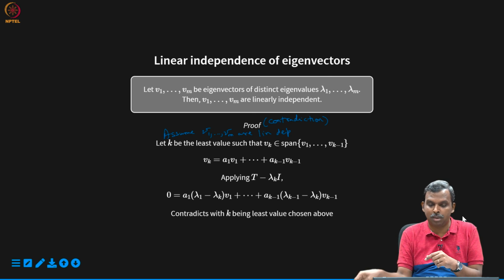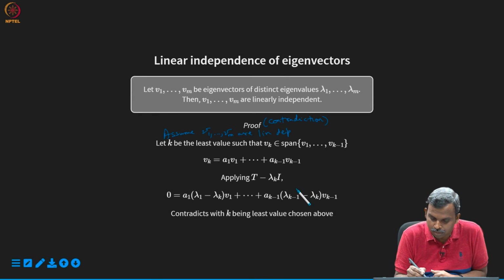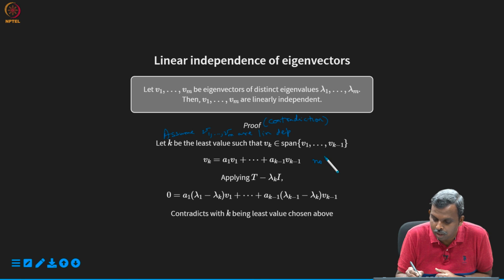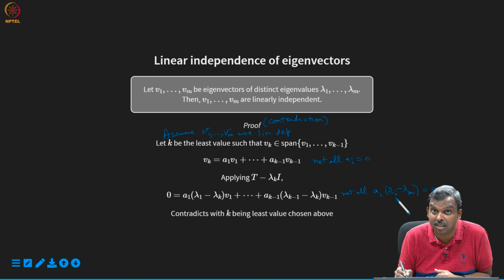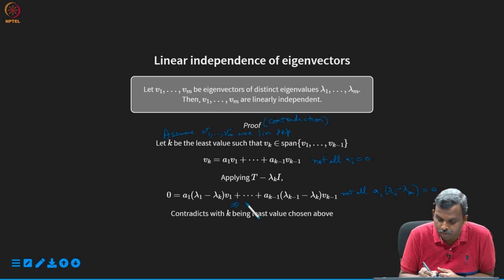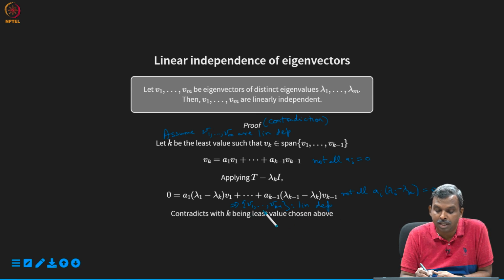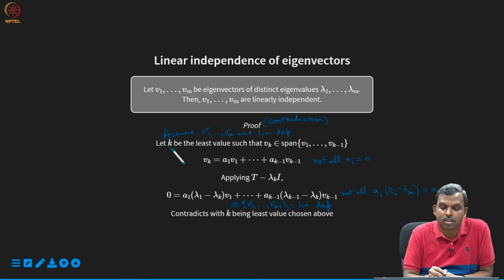Maybe I should write this down. Not all ai equal to 0. So here also not all ai times (lambda i minus lambda k) equal to 0, because lambda i is not equal to lambda k. So the distinct values are very important. That implies V1 to Vk minus 1 is linearly dependent. If it's linearly dependent, by the linear dependence lemma there should be a j between 1 and k minus 1 such that Vj is a linear combination of V1 to Vj minus 1, and that contradicts this choice of k. K is the least such value, something like that cannot exist, and I have a contradiction.